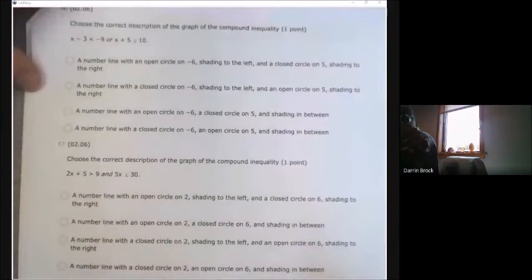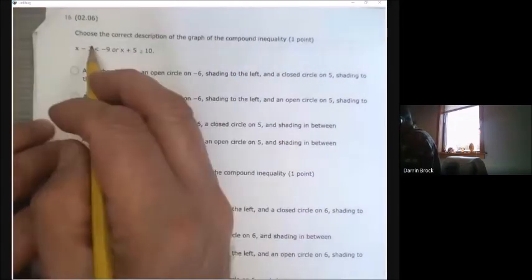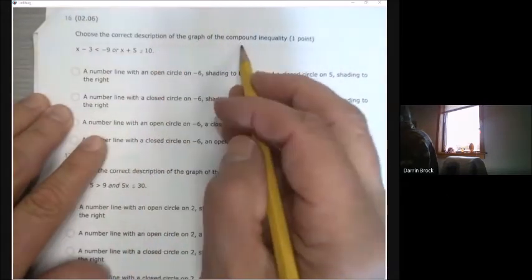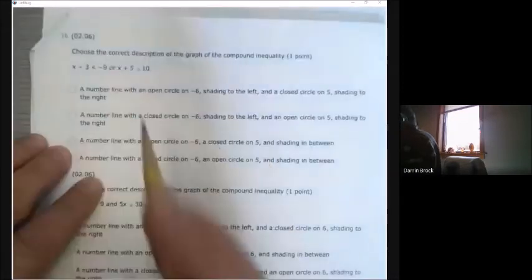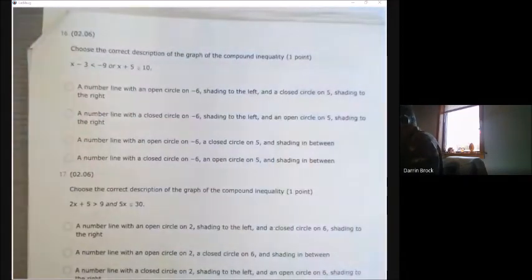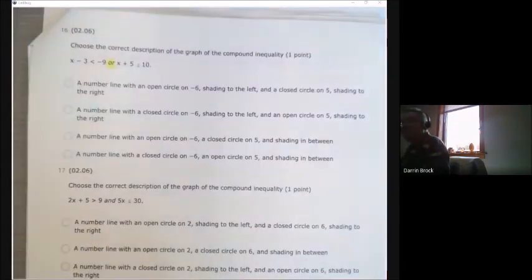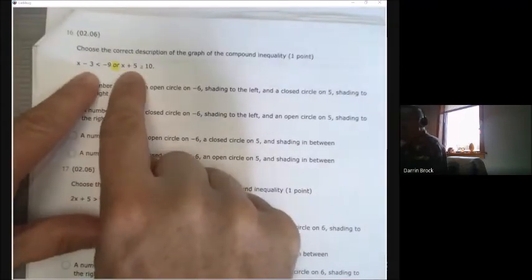All right, let's see this. Ooh, this has a lot of writing. All right, we're supposed to choose the correct description of the graph of the compound inequality. So here's our description. Let's look at it. What are the key parts on here? Well, I see right away there's an "or" right there in the middle. That means x can make two different things true. It doesn't have to be both, just either one of them will make it true.